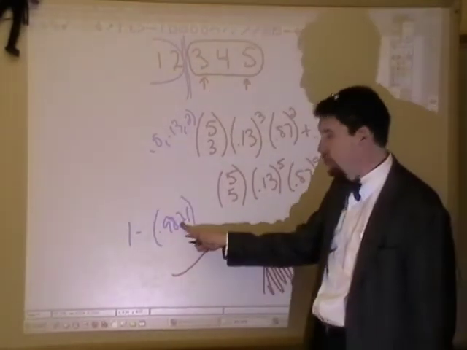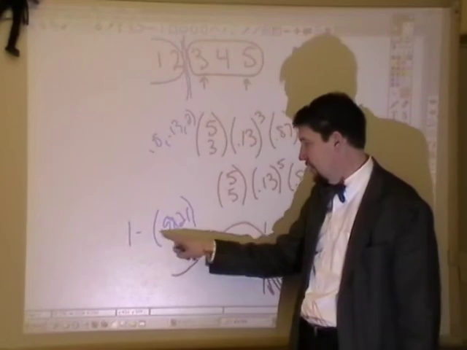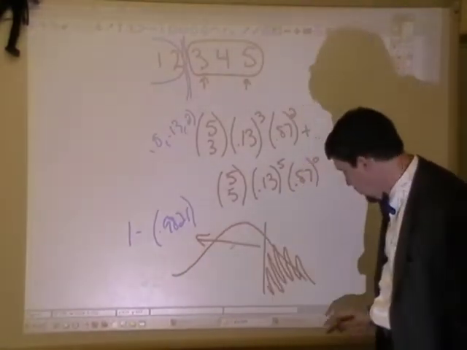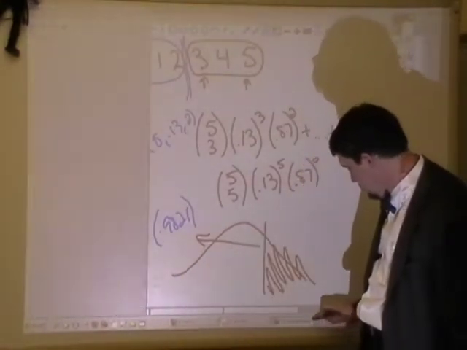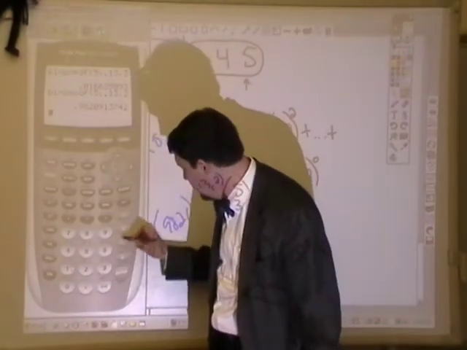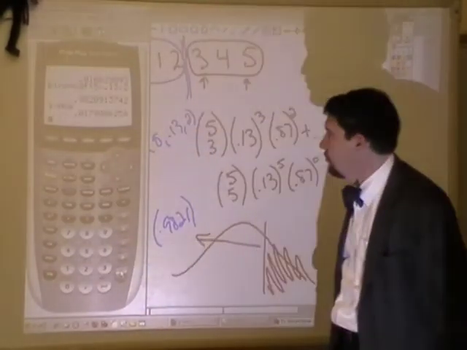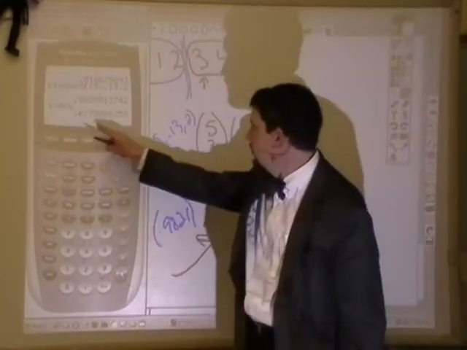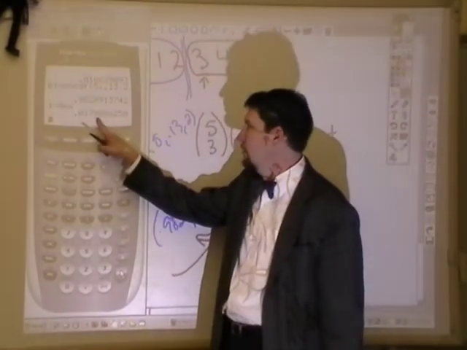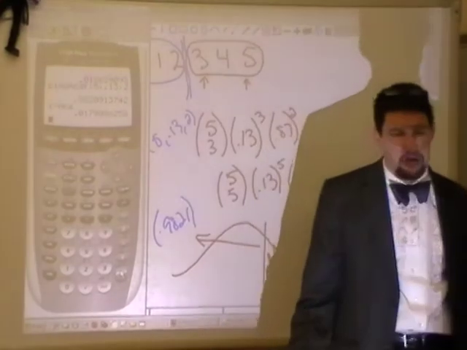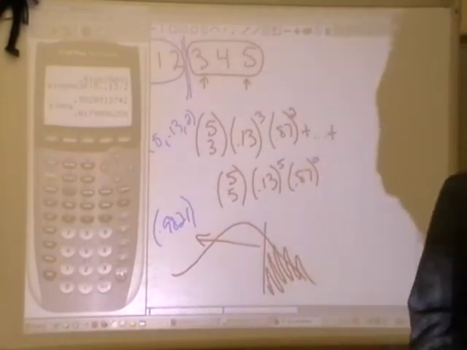Now, if you're going to do this, you need to show this, that you're doing the subtraction. 1 minus 0.9821, and I would do 1 minus the answer, and I get 0.0179. 0.0179, and there's your answer.